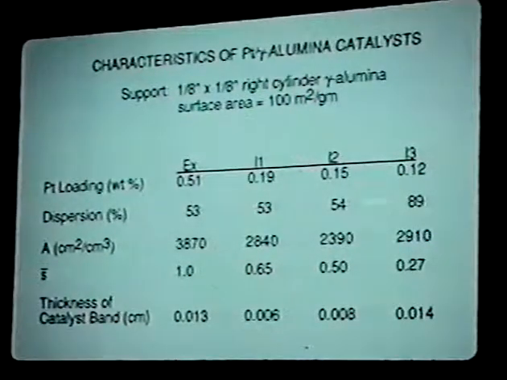We also have dispersion data, and it seems they are consistent, except the most inner one seems to have a higher dispersion than the rest, because I think the most inner one had the longest time for the second impregnation step, so it had more time to diffuse and give a high dispersion rate. And A is the surface area of platinum within the particle over the total solid volume within the reactor. And the thickness of the catalyst band is always less than 5% of the radius of the particle.